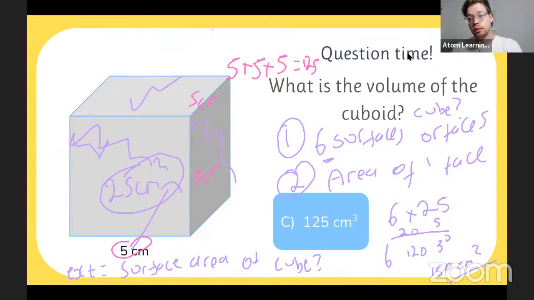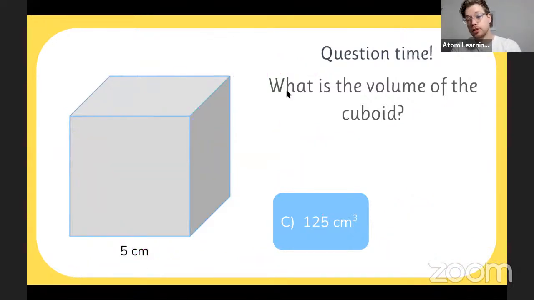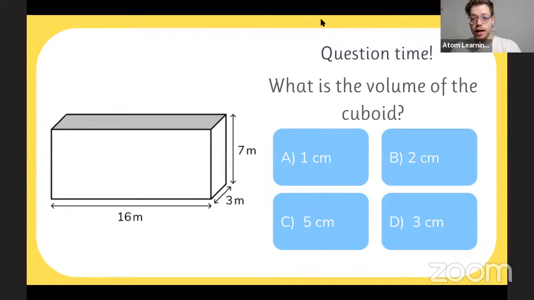Okay, so good job. Anyone who got that, I will look through and shout out the correct answers once we do the next question. So again, we want the volume of this cuboid, relaunch, go. And same extension again, tell me the surface area. I'll write that on here too.